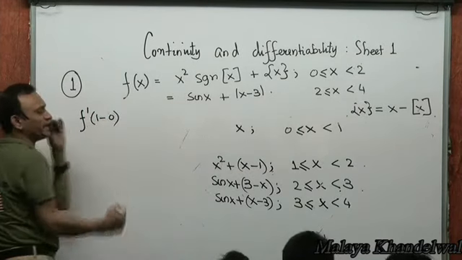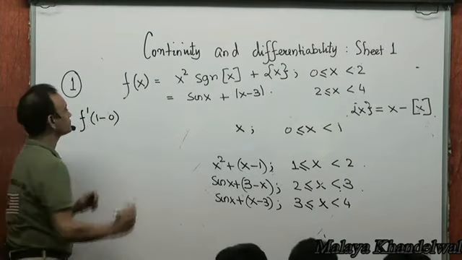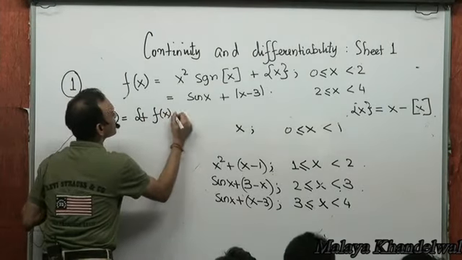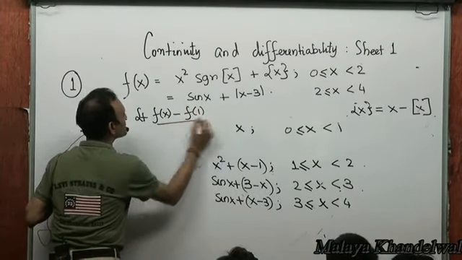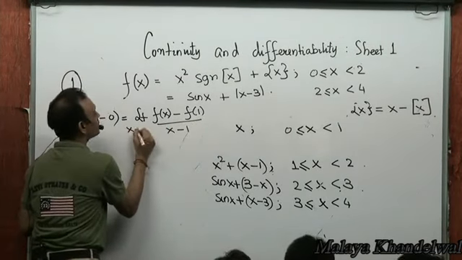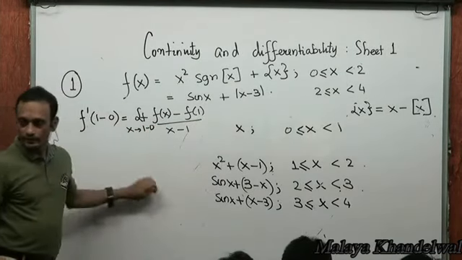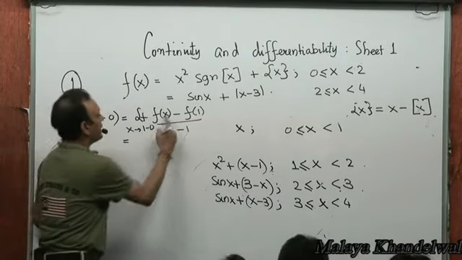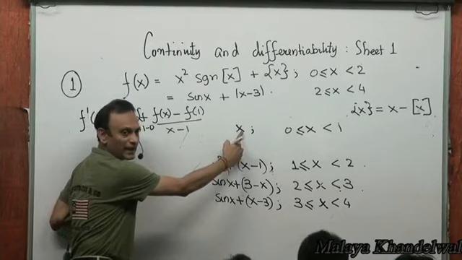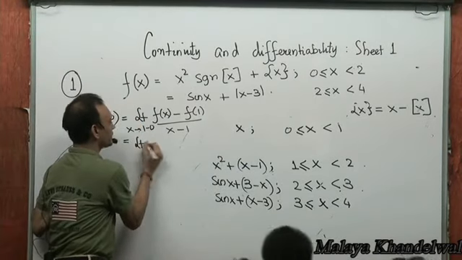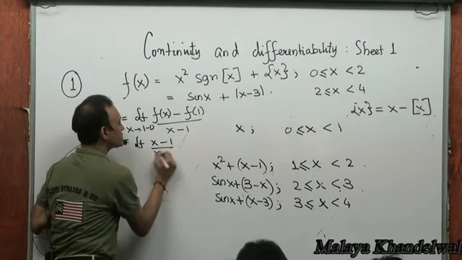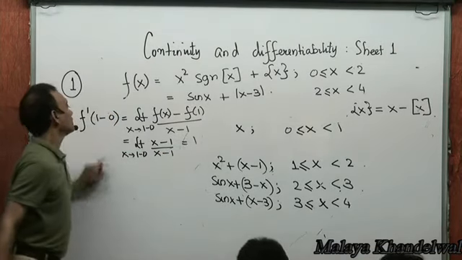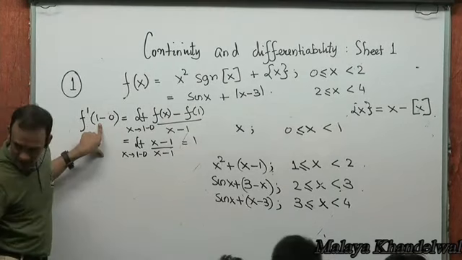Minus 0, left hand derivative at x equal to 1 is limit (f(x) minus f(1)) by (x minus 1) as x tends to 1 from the less than 1 side, right? But f(1) is 1, as you could see, and f(x) when x is less than 1 is described by x. So this is limit (x minus 1) by (x minus 1), x tends to 1 from the less than 1 side, and that's equal to 1. The left hand derivative at x equal to 1 is 1.